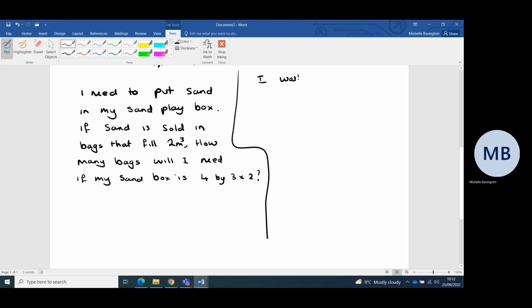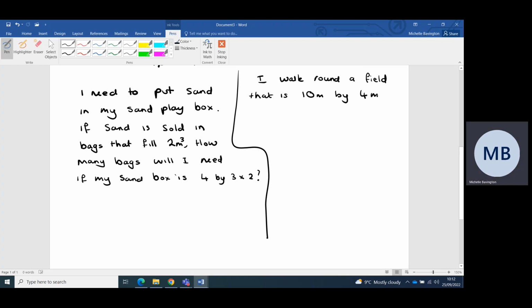I walk around a field that is 10 meters by 4 meters. I do this 4 times. How far do I walk?